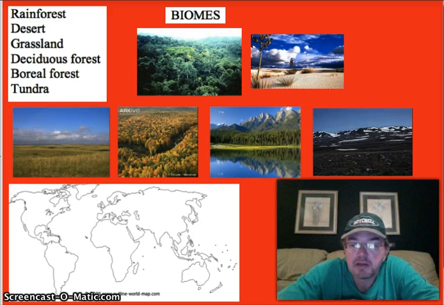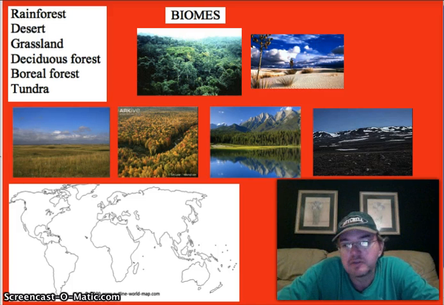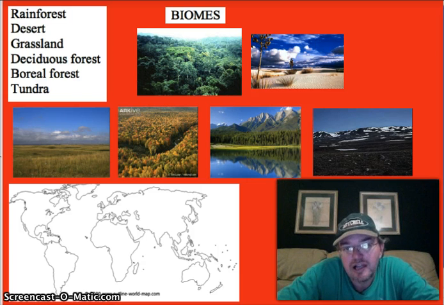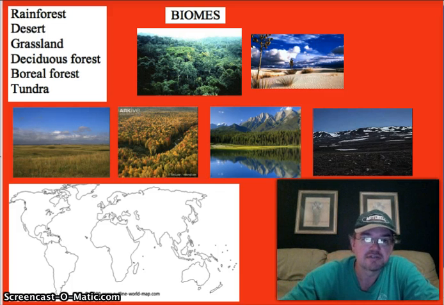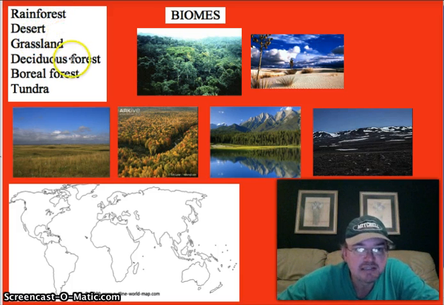Here's the video. A biome is a group of land ecosystems. Now that sounds kind of complicated, but it's different environments here on Earth, environments that have similar climates and consequently different kinds of organisms in each climate that have developed their niche in that climate. So here are the 6 major biomes. You can see up here we have rainforest, desert, grassland, deciduous forest, boreal forest, and tundra.